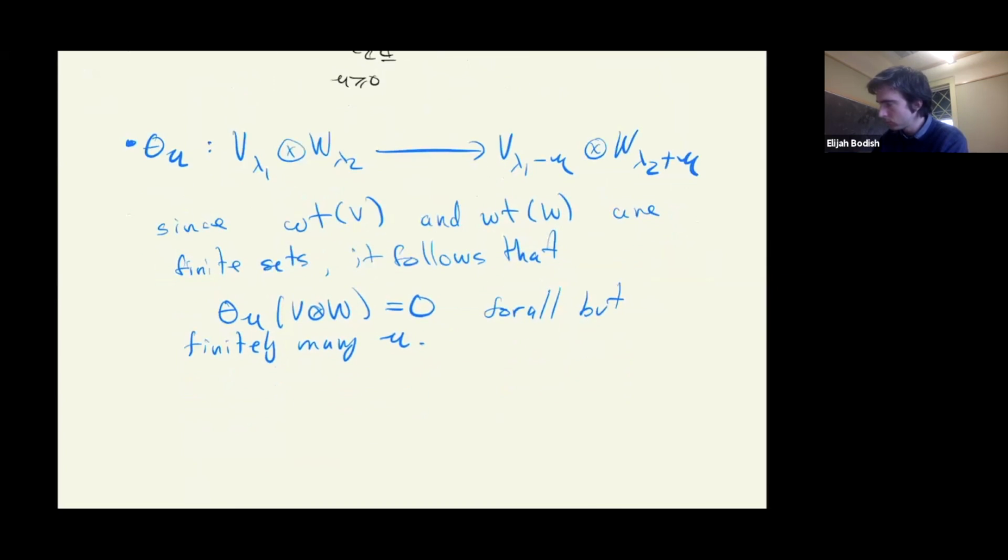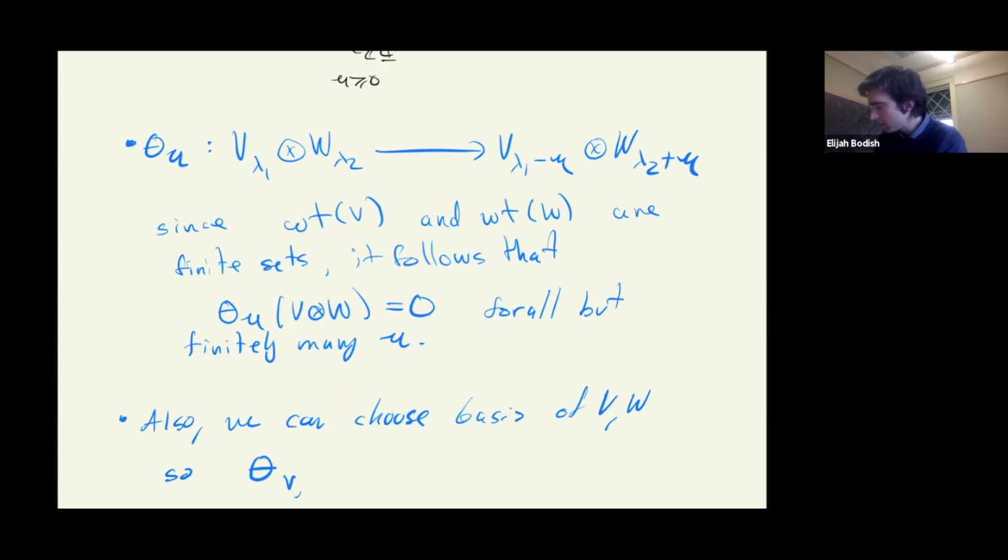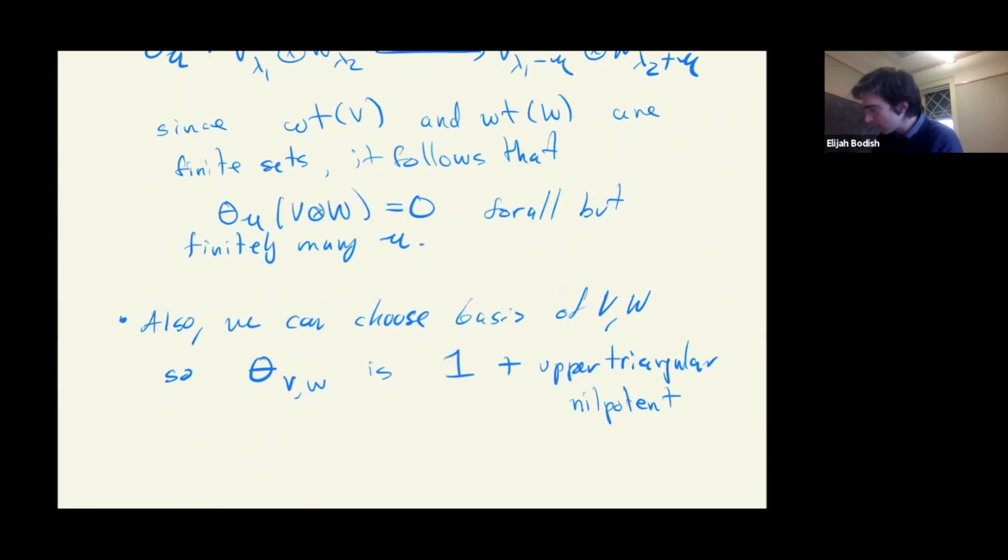And just as in the case of SL2, we can also choose bases of V and W so that theta VW is 1 plus some upper triangular or lower triangular nilpotent matrix. So again, theta VW for arbitrary G is going to be 1 plus some upper triangular, or maybe lower triangular if you order your basis the other way, nilpotent matrix. And so it's an invertible endomorphism of V tensor W.